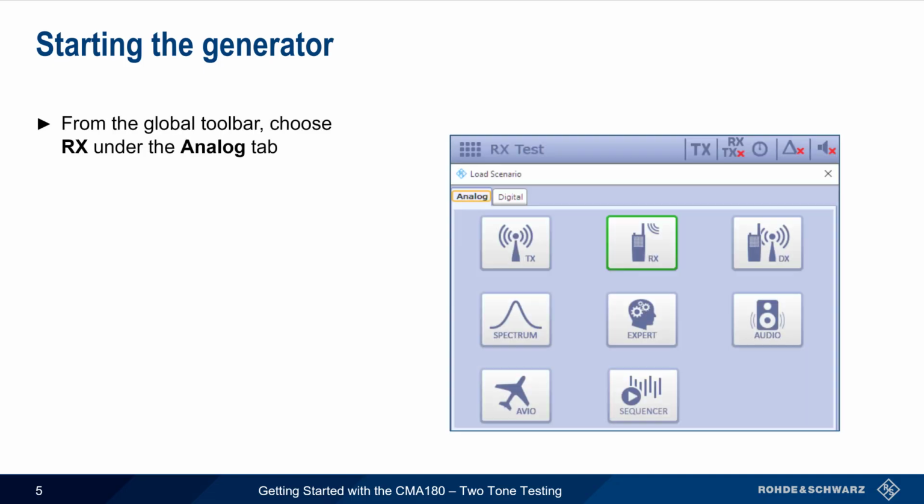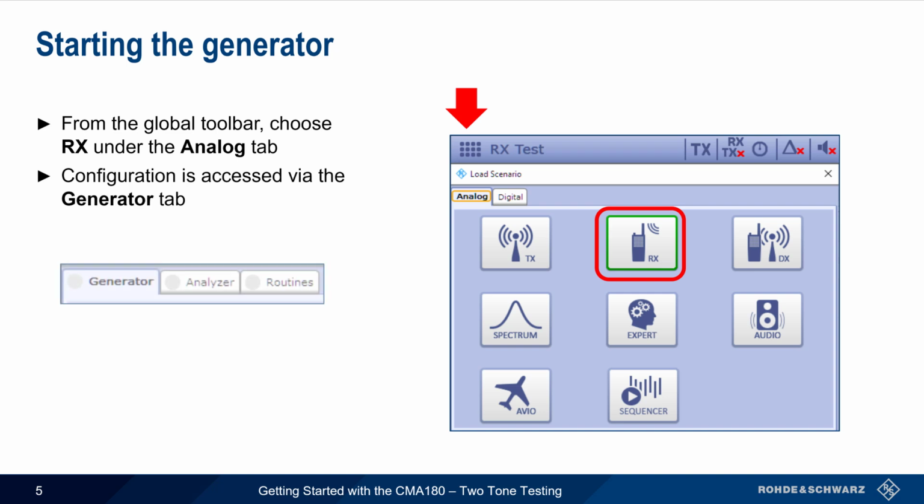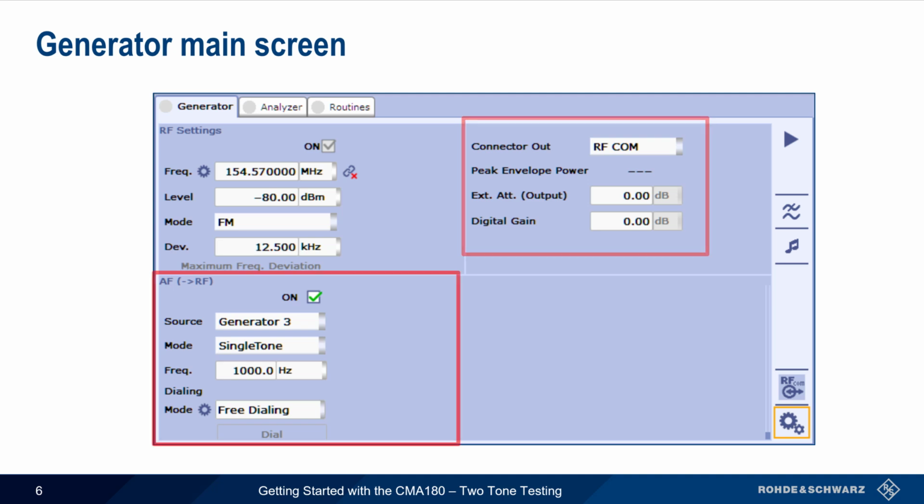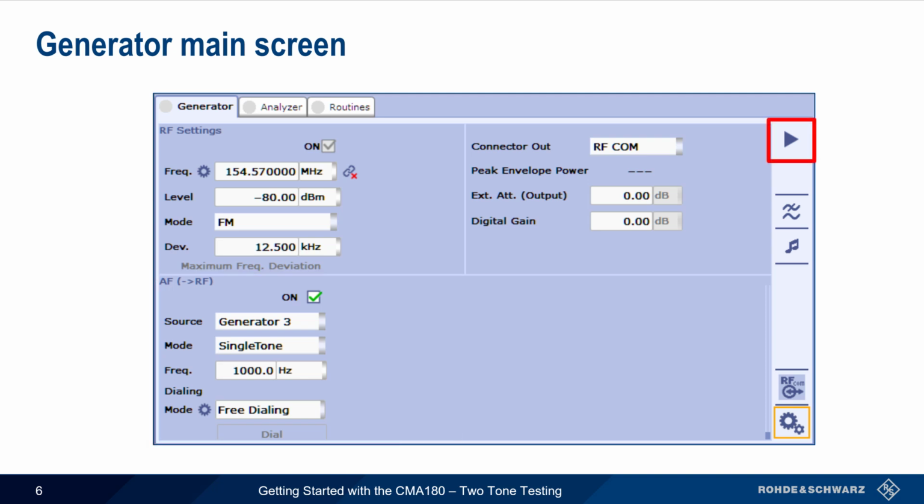The generator is started by going to the global toolbar and then selecting RX under the Analog tab. RF and tone generation parameters are then accessed via the Generator tab. This is the main generator configuration screen. At the top left are the RF settings, and to the right of these are the connector and output settings. At the bottom are the settings for audio frequency or tone generation, and the Start-Stop button in the upper right is used to enable and disable signal generation.